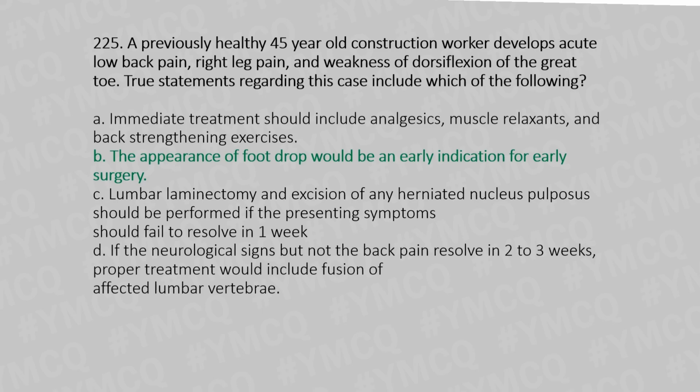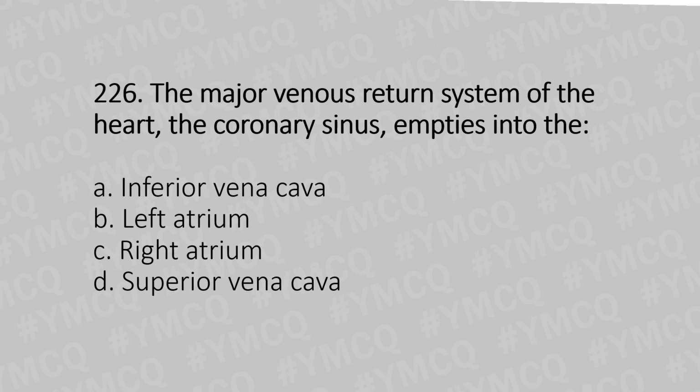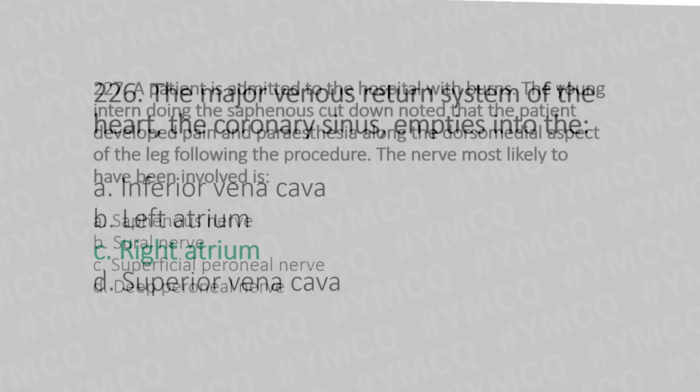Now let's move to question number 226. The major venous return system of the heart, the coronary sinus, empties into option A, inferior vena cava. Option B, left atrium. Option C, right atrium. Option D, superior vena cava. And the answer is option C, right atrium.